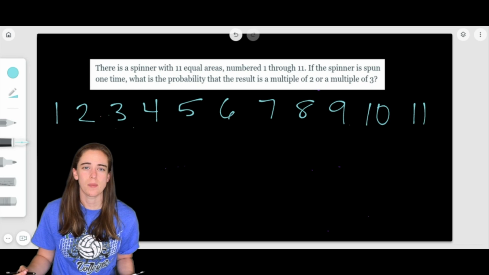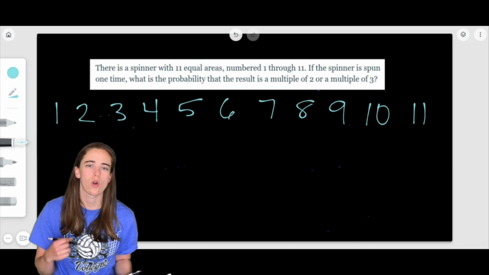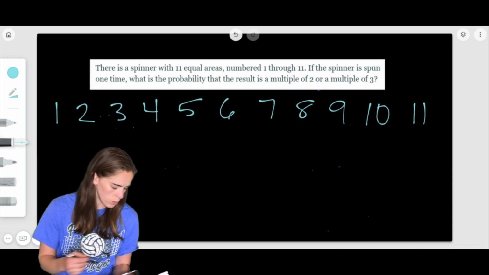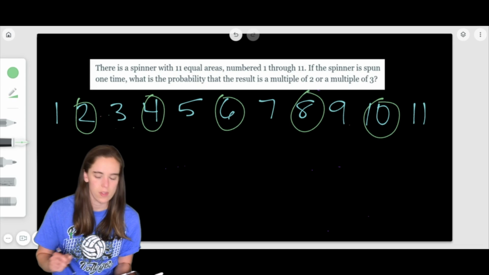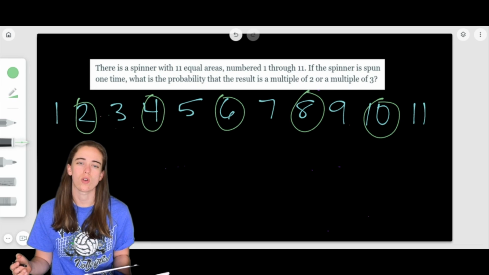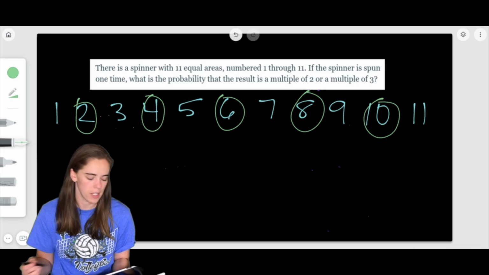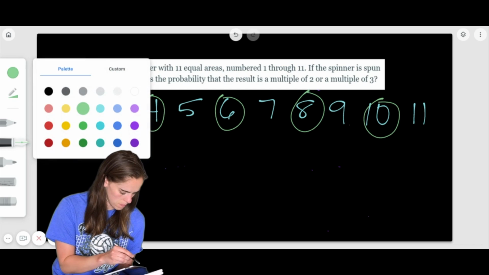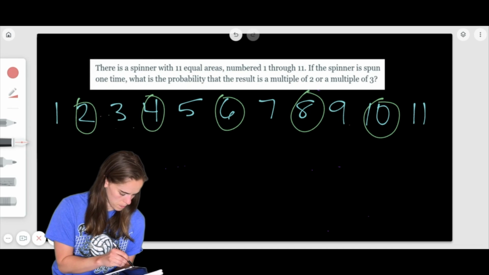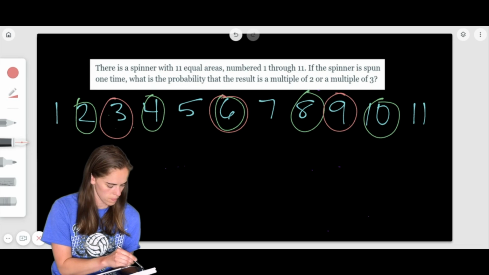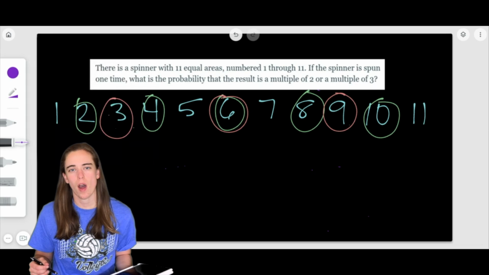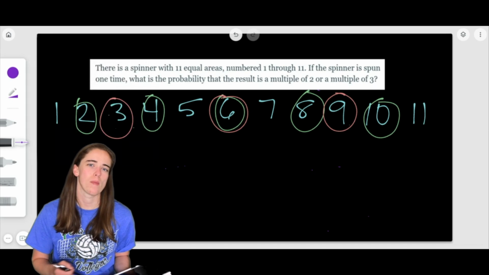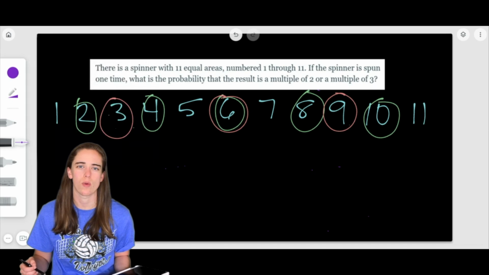Okay, so the first thing that I'm going to do is go through and circle all of the possible multiples of 2. Next, I'm going to go through and circle all the possible multiples of 3. Now to find the final probability, all I need to do is figure out how many different numbers I've circled and how many there were in all.